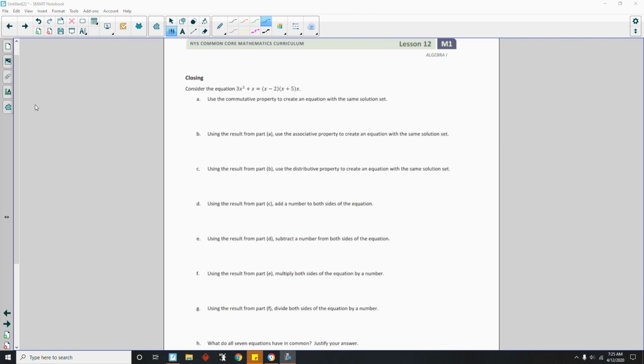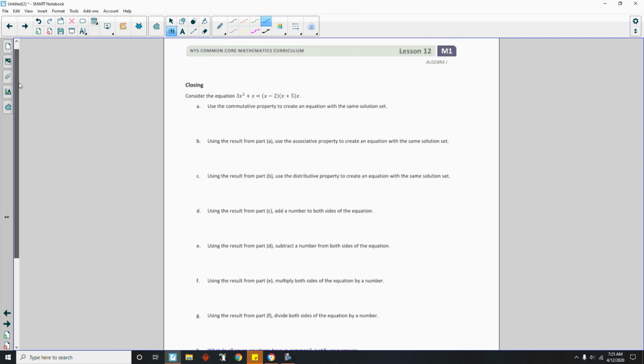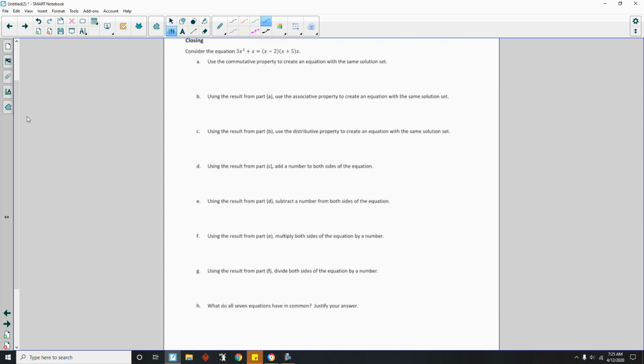Okay, page 4 brings us to the closing. Consider the equation 3x squared plus x equals the quantity x minus 2 times the quantity x plus 5 times x. It says to use the commutative property to create an equation with the same solution set.